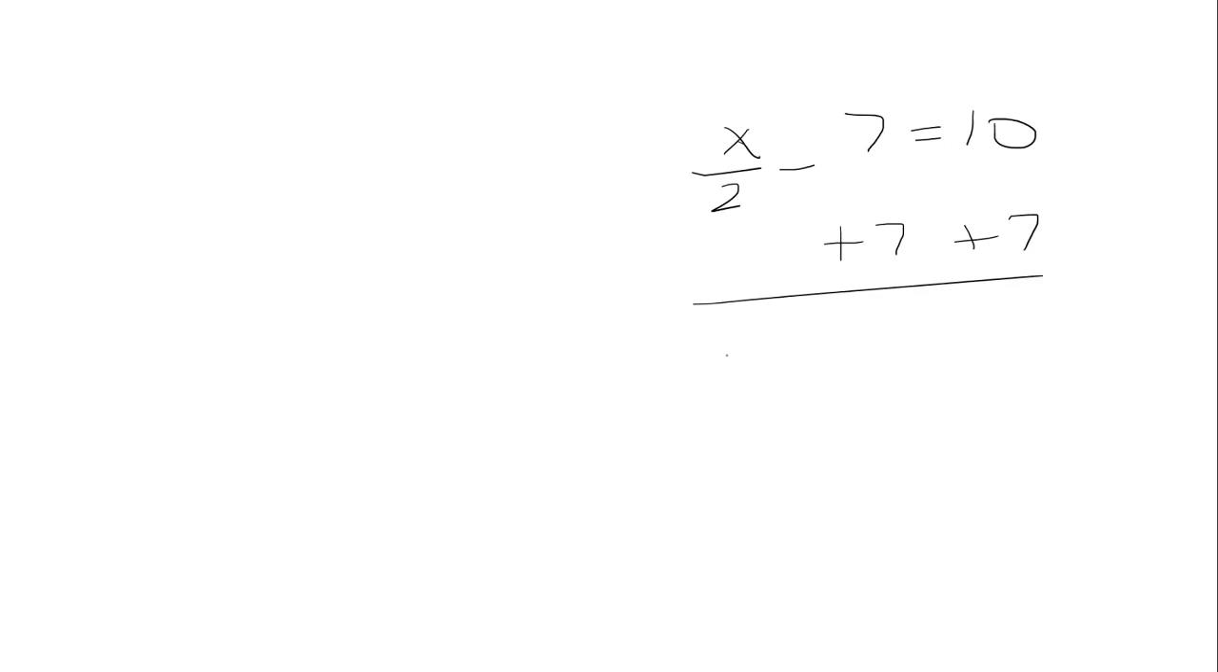Okay, next we have x over 2 minus 7 is equal to 10. I'm going to add both sides by 7. We get x over 2 is equal to 17. Multiply both sides by 2. We get x equals 34.